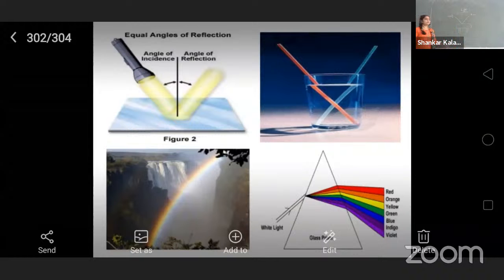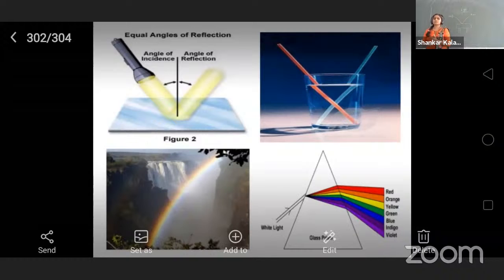Here we say that this line we call the angle of incidence and this line we call the angle of reflection. This is the line we get from the torch. So whenever the light falls on the object, you can see the planes. One is the angle of incidence, another one is the angle of reflection. This is the reflection plane, and this is the incidence plane.